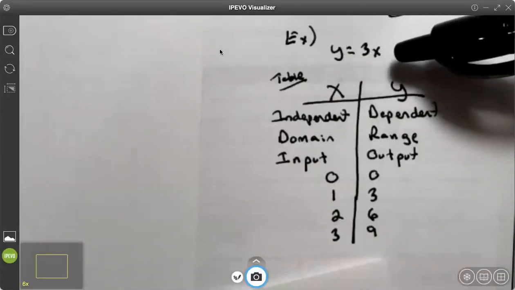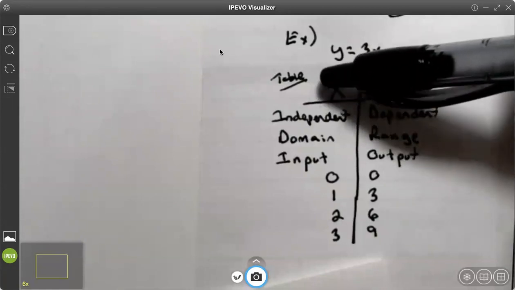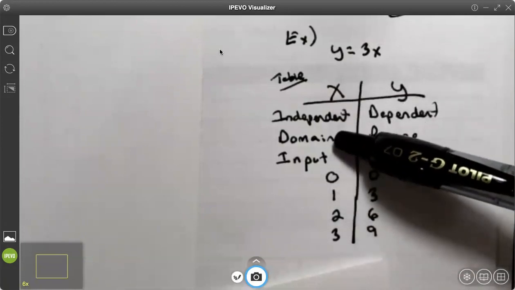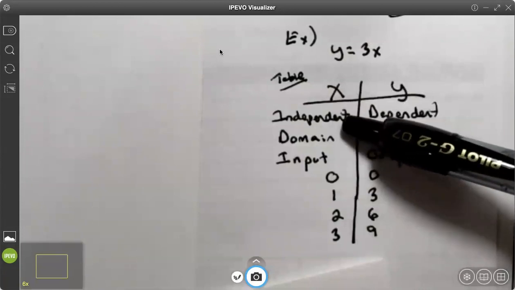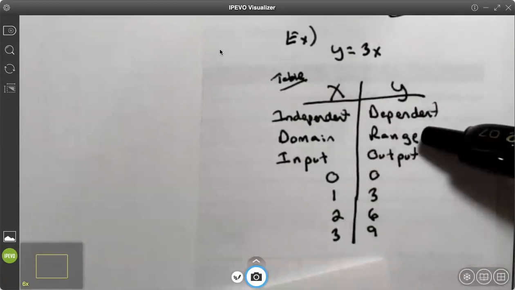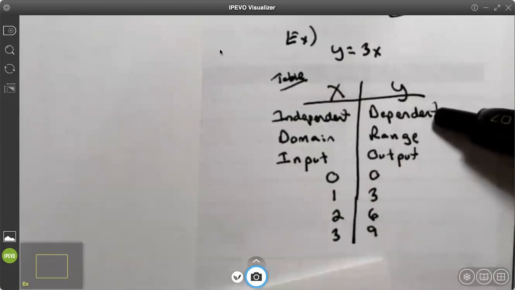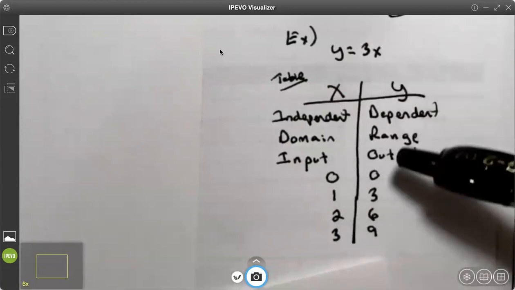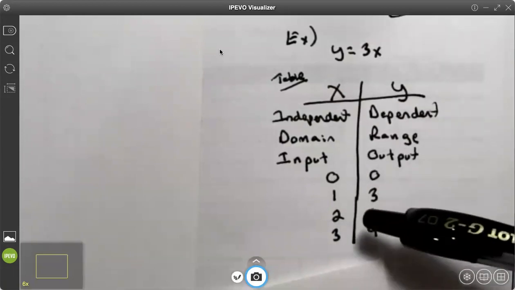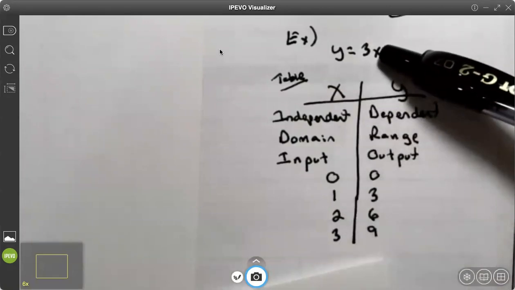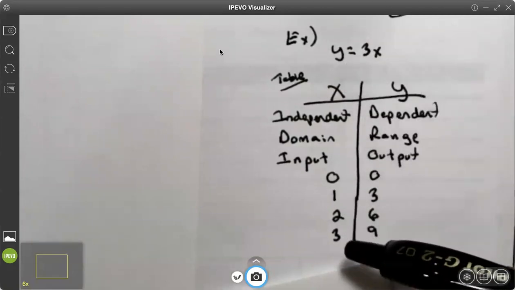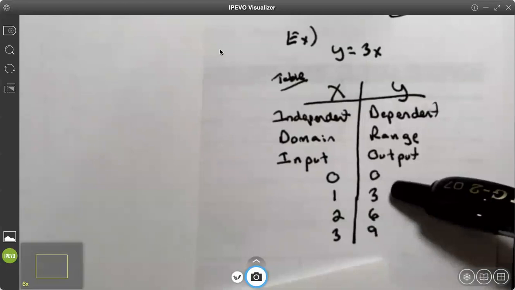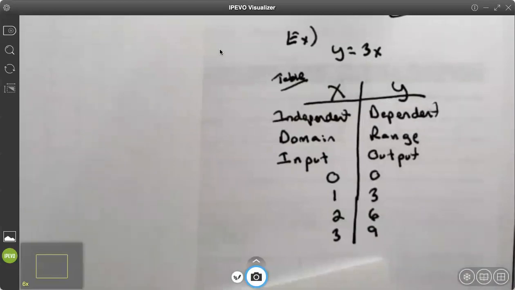Here I'm given an equation, y equals 3x. This is the table. All of the x values on the table are your domain. They're also your input. They're also your independent. All of your y values are your range. It's also your output. It's also your dependent. So if I input 0, 1, 2, and 3 for x, my output is 0, 3, 6, and 9. 3 times 3 is 9. I can list these relations as ordered pairs, as a table, as a mapping, or as a graph.